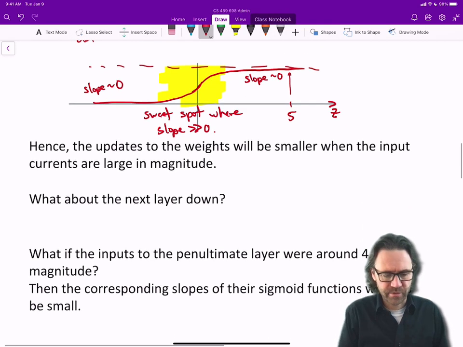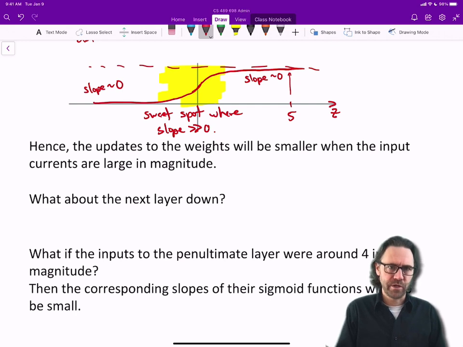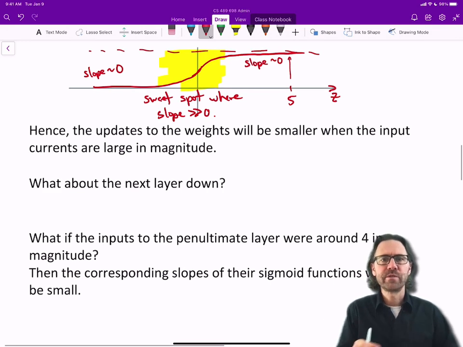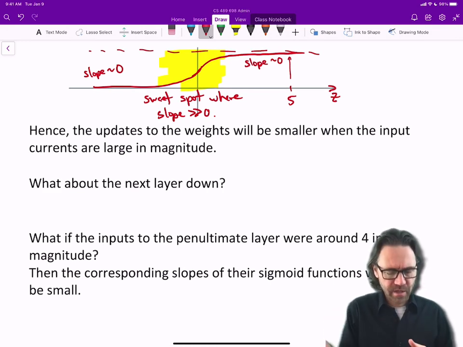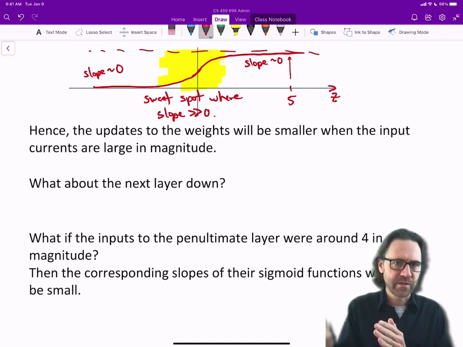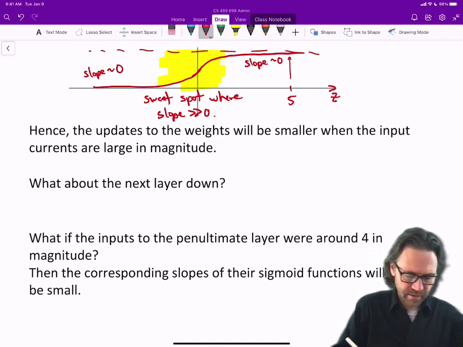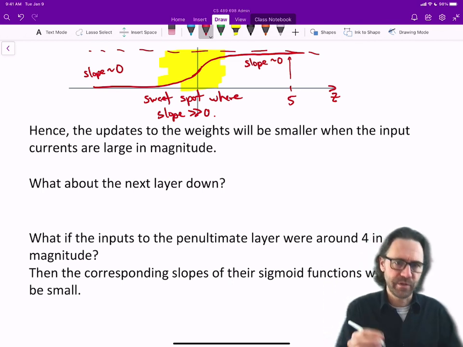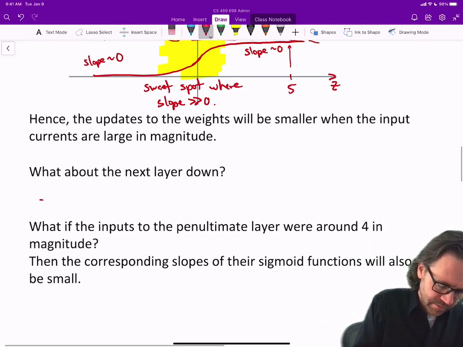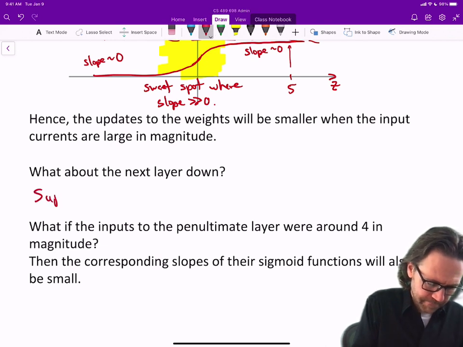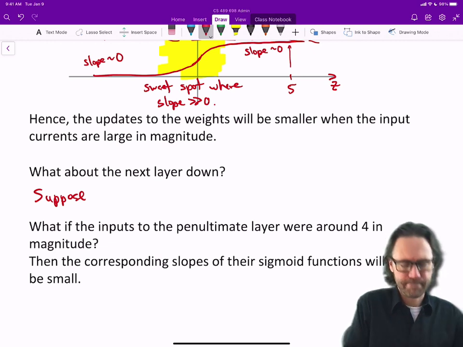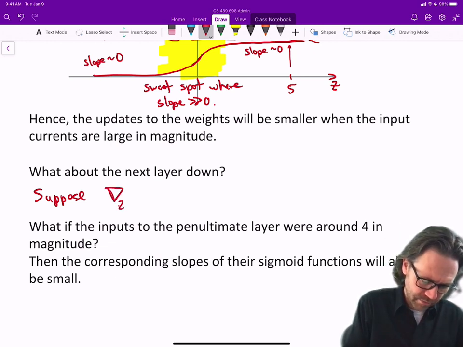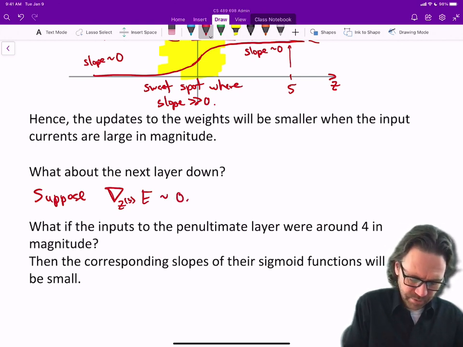So what about the next layer down? Let's say we're going to go even deeper, and suppose that the gradient of the cost with respect to the input current to the output node was 0.01. So let me write that down. Suppose the gradient with respect to Z3 of E is about 0.01.